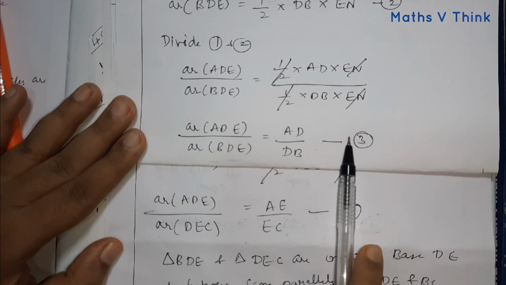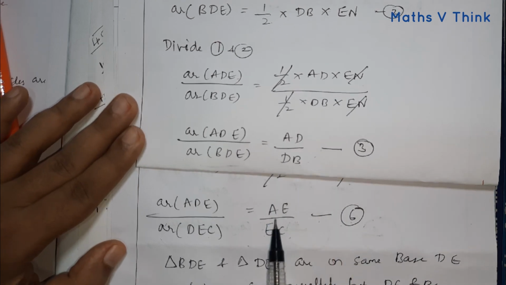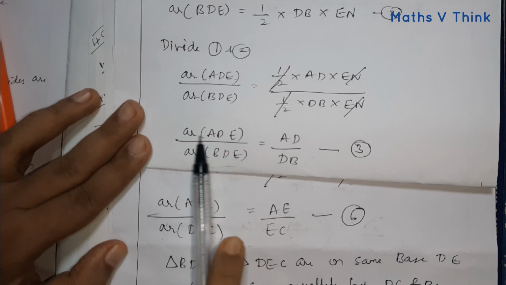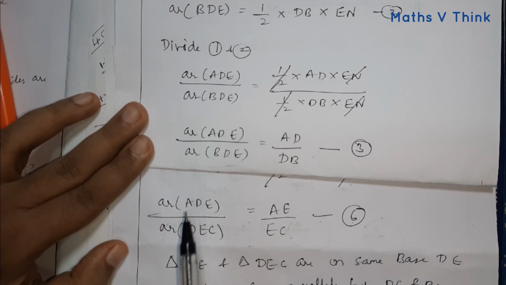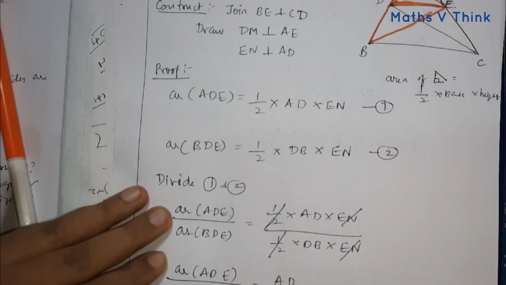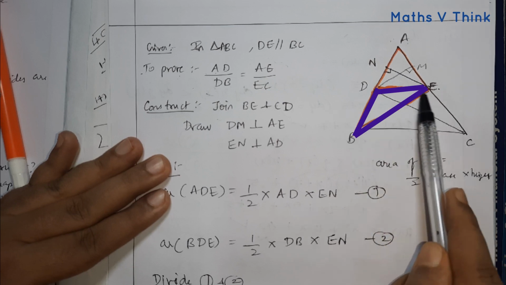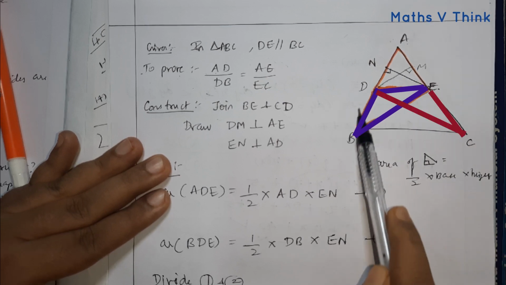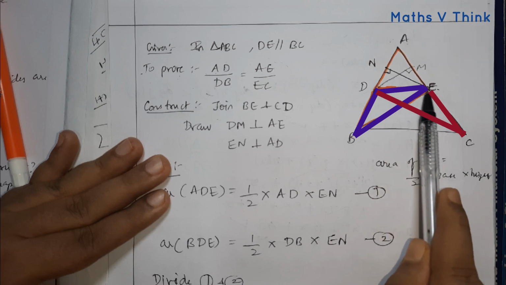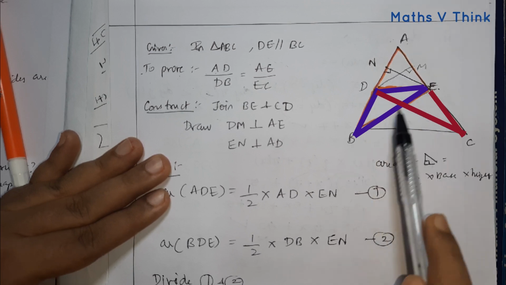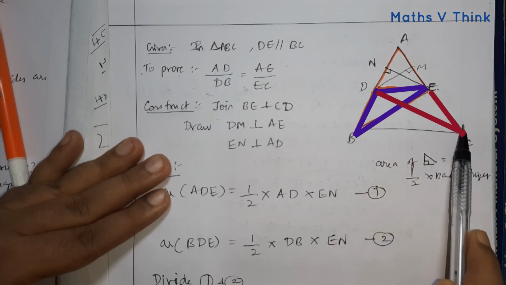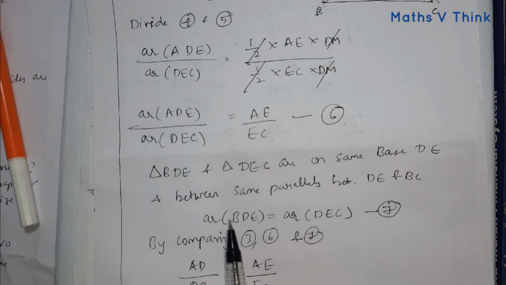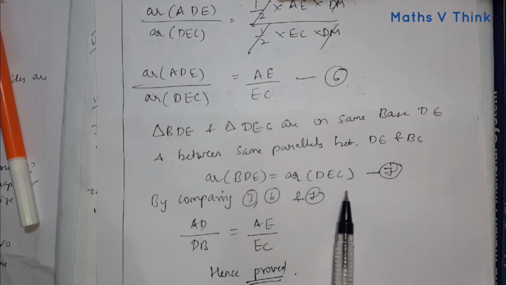Now you need to compare the 3 and the 6th. We got the right hand side as to prove. Now we need to prove this is equal to this. The numerator is equal but denominator is not equal. So when you see the diagram, the denominator is this triangle and this triangle. I can tell these both triangles lie on the base DE and they are between the parallels DE and BC. So I can tell area of this triangle is equal to area of this triangle. So we got area of BDE is equal to area of DEC.